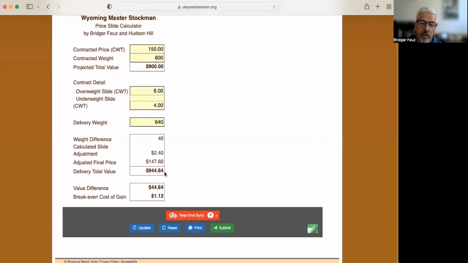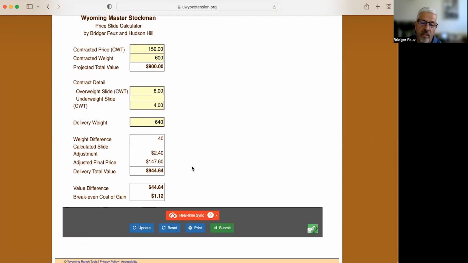Now you'll notice that that's more per calf. That's $944.64 per calf versus $900. So we are still getting paid more, even though we have a slightly lower price because of the price slide. So that value difference of $44.64 gives us a break-even cost of gain of $1.12 per pound.